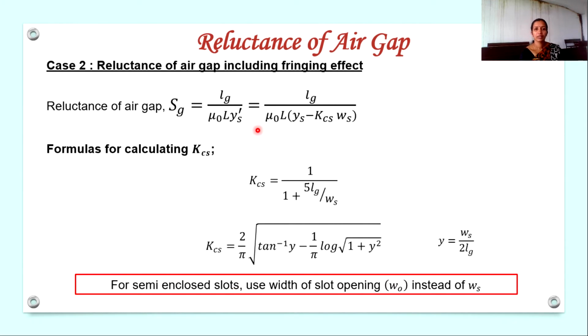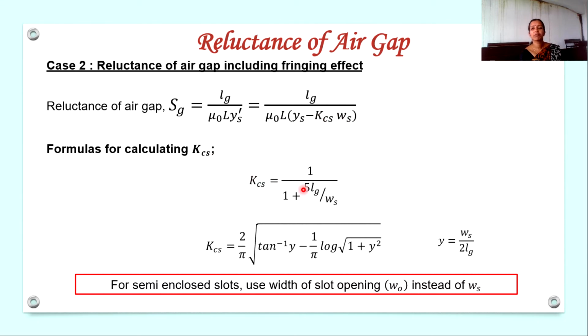Next we have to calculate the reluctance, and the equation is Lg divided by mu 0 into A. Here the area of the flux path is L into Ys dash, and Ys dash equals Ys minus Kcs into Ws. So this is the equation for the reluctance of the air gap in case of a slotted armature, considering the effect of fringing. Now, how will you calculate Kcs?